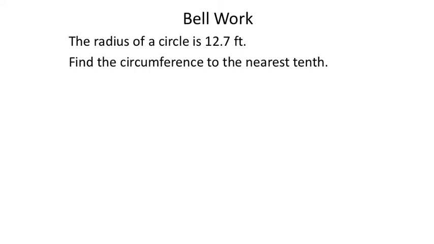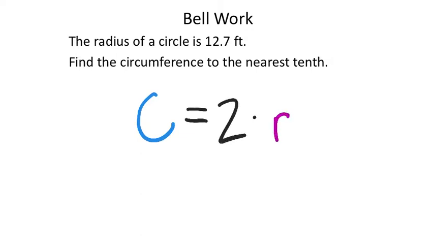So the circumference, like we saw last time, can be found by taking 2, multiplying it by the radius, and then multiplying that by pi. And to use the pi, we'll just use the pi button on the calculator. But this one did give us the radius at 12.7 feet, so I replaced the radius with 12.7.